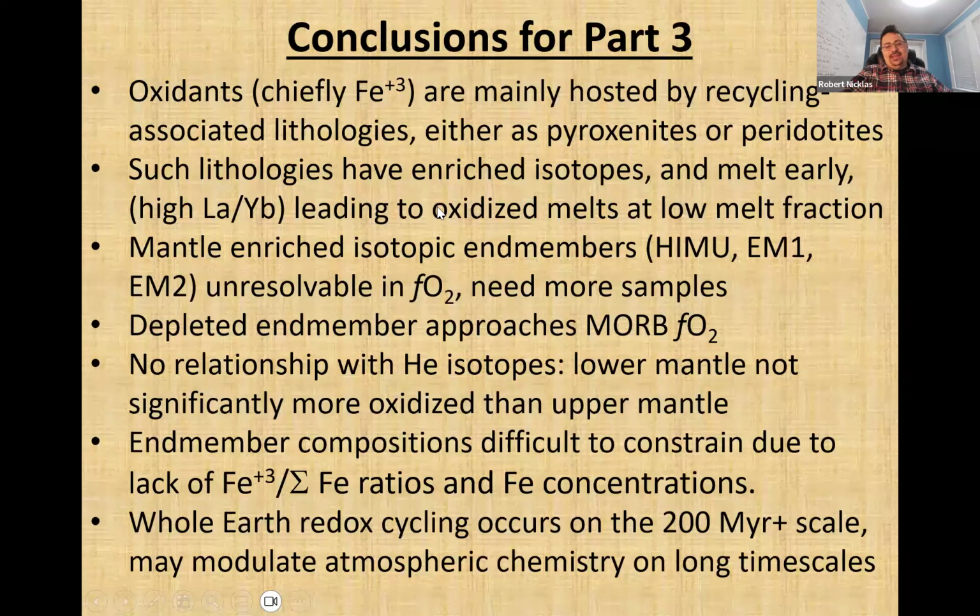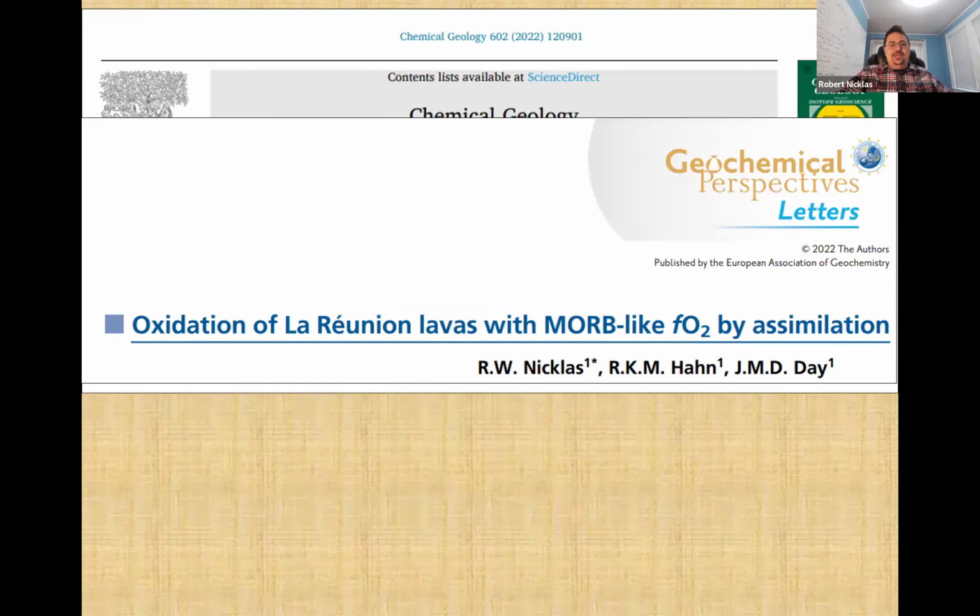And what I can say is this kind of highlights what I said with the chromitites, that whole Earth redox cycling occurs on a 200 million year time scale, which is how long it takes for crust to subduct to the core mantle boundary and come back up in a plume. And this may modulate atmospheric chemistry on long time scales, and therefore we get more evidence for mantle redox coupled to atmospheric redox. This is a whole bunch of papers.